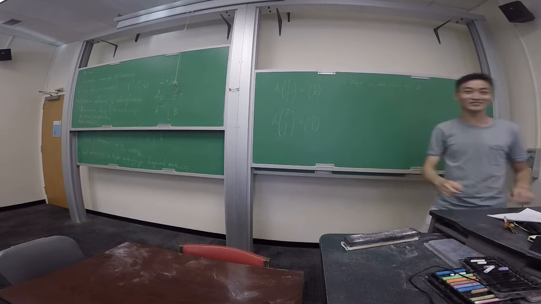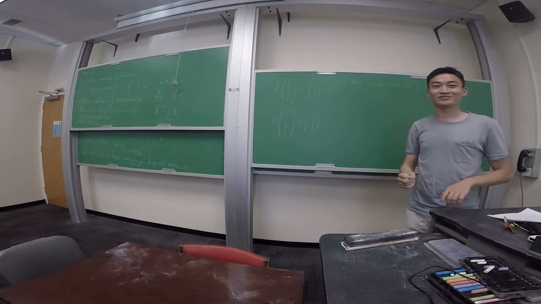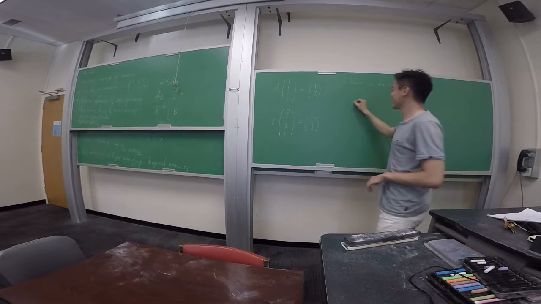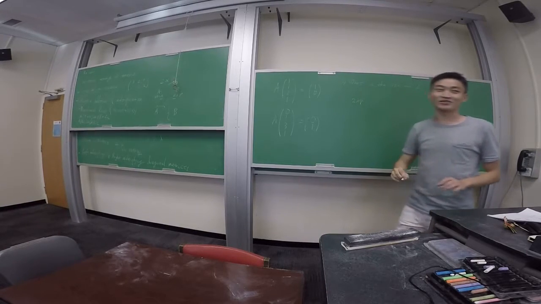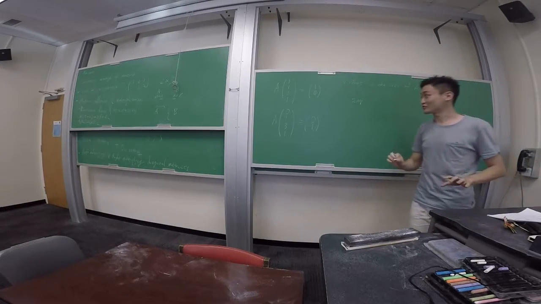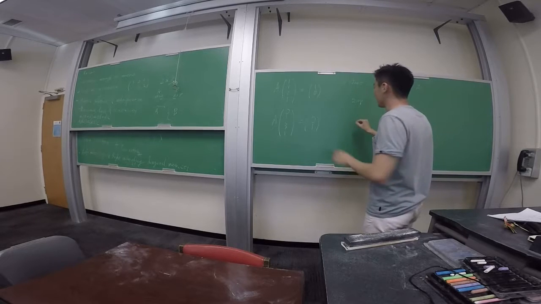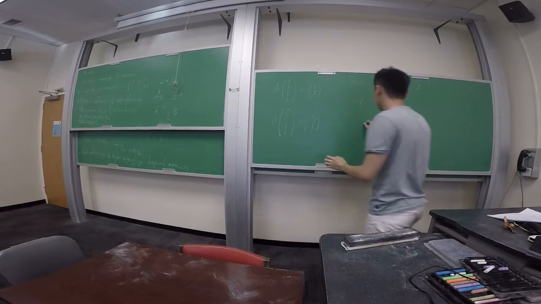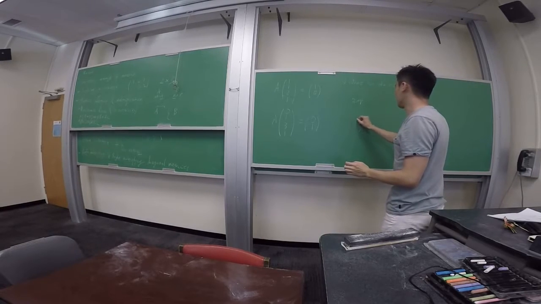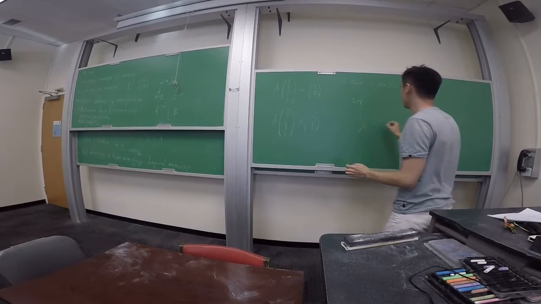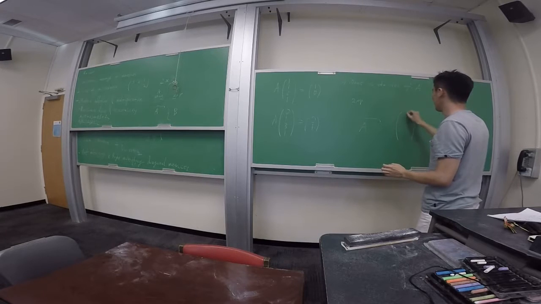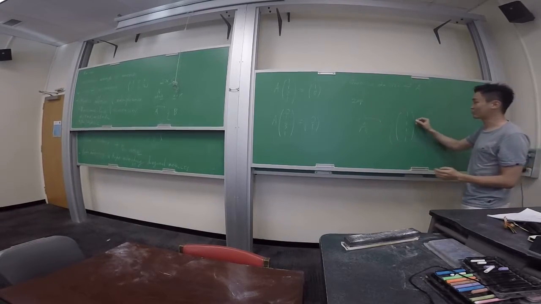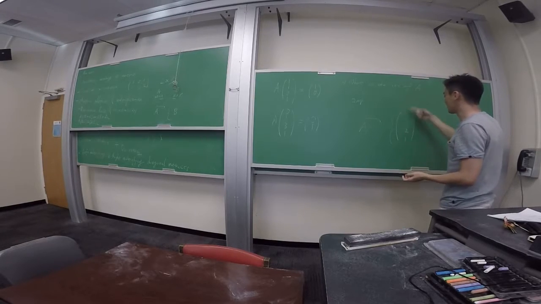Anyone can make a guess? 2 by 4. Yeah, 2 by 4. Why is that? Because by the matrix multiplication, this expression makes sense if and only if the number of the columns of A matches the number of the rows of this column matrix, right?